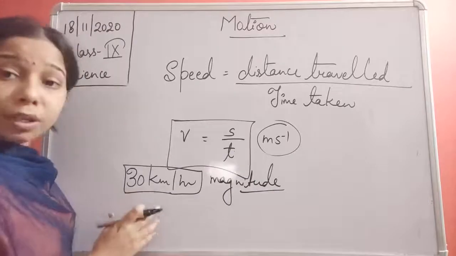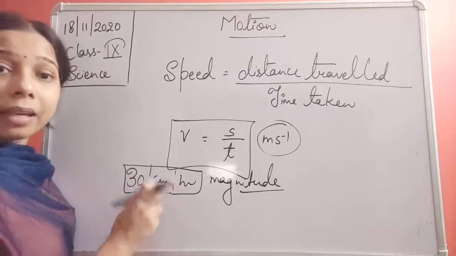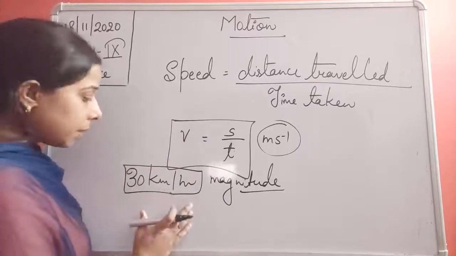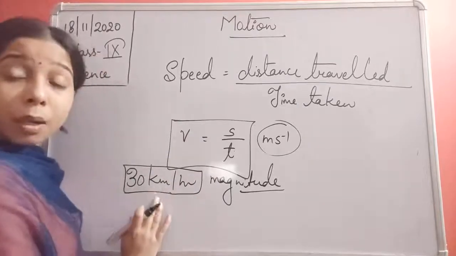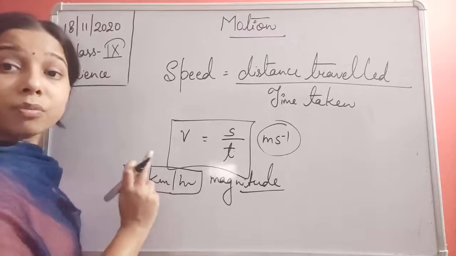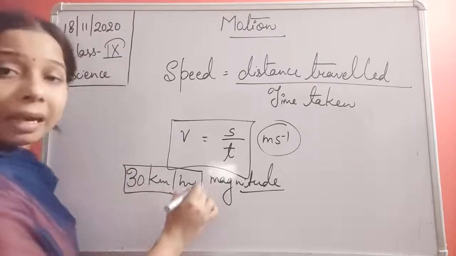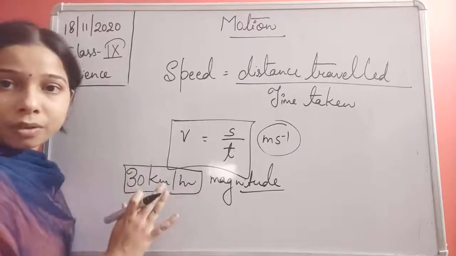But here it is not explaining in which direction the car is moving. It explains that it is moving with this speed but does not explain in which direction it is moving. So here we get the magnitude but there is no direction.